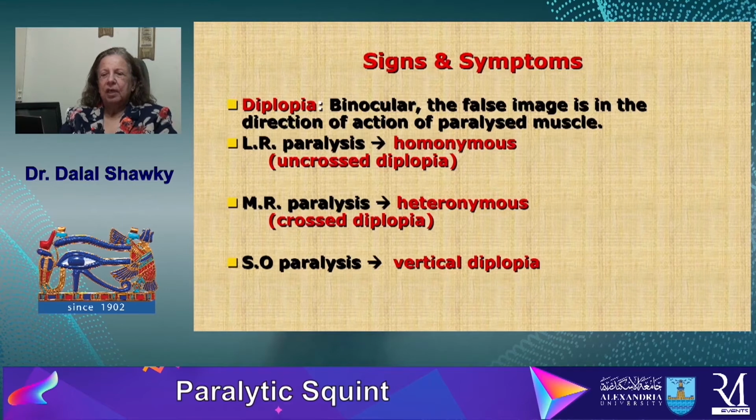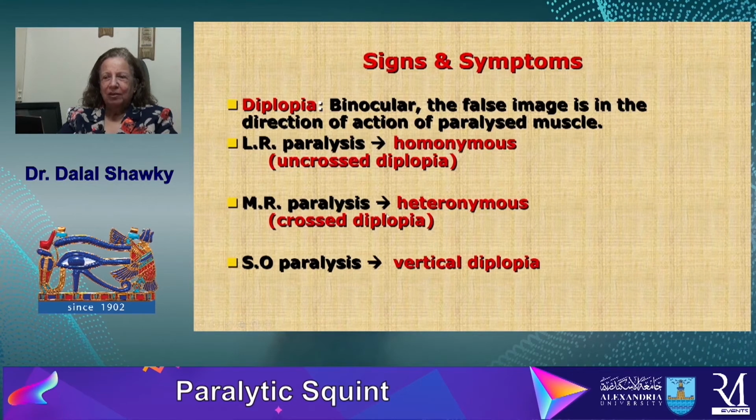So, there are many types of diplopia. In lateral rectus paralysis, there is homonymous or uncrossed diplopia. In medial rectus paralysis, heteronymous or crossed diplopia. In superior oblique paralysis, there is vertical diplopia.